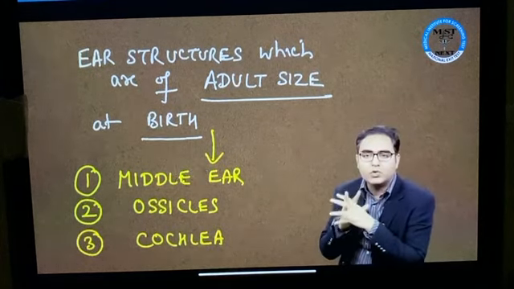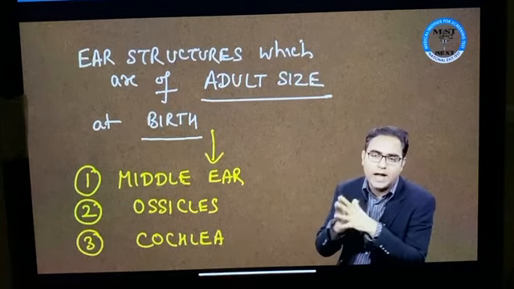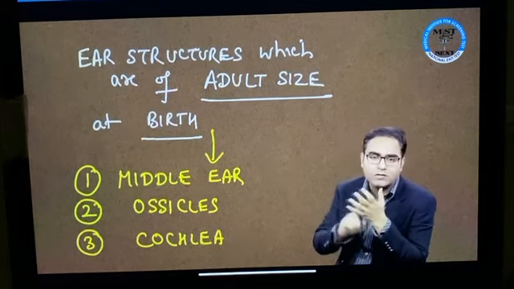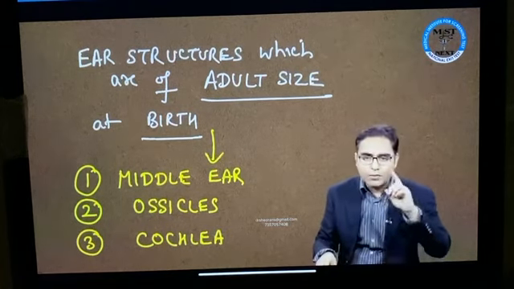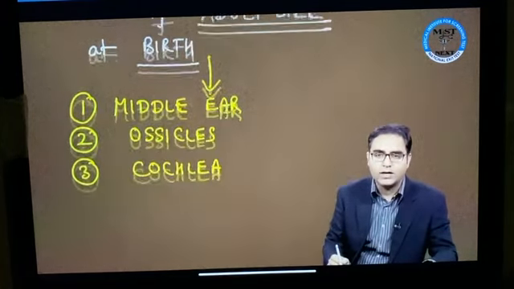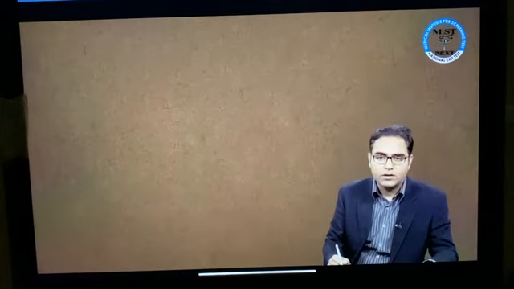Which are the structures which do not need to grow after birth? They already attain the adult size at birth only. Answer is middle ear, ossicles, cochlea. These are already of adult size at birth. Okay? Now, one more multiple choice question of embryology related thing. Write down next one.